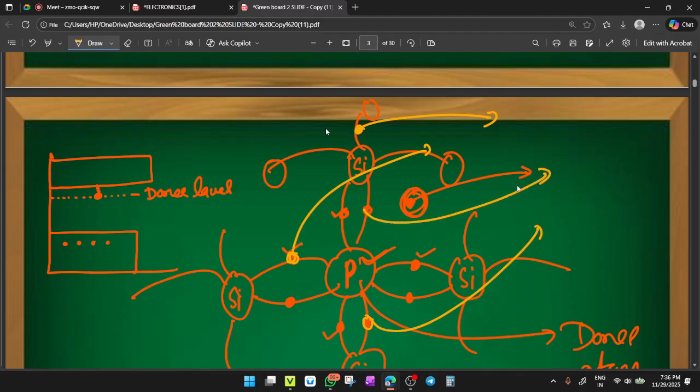So now these four electrons jumped into the conduction band. One, two, three, four. These four electrons jumped into the conduction band. And after four electrons are in the conduction band, there will also be four holes created in the valence band.